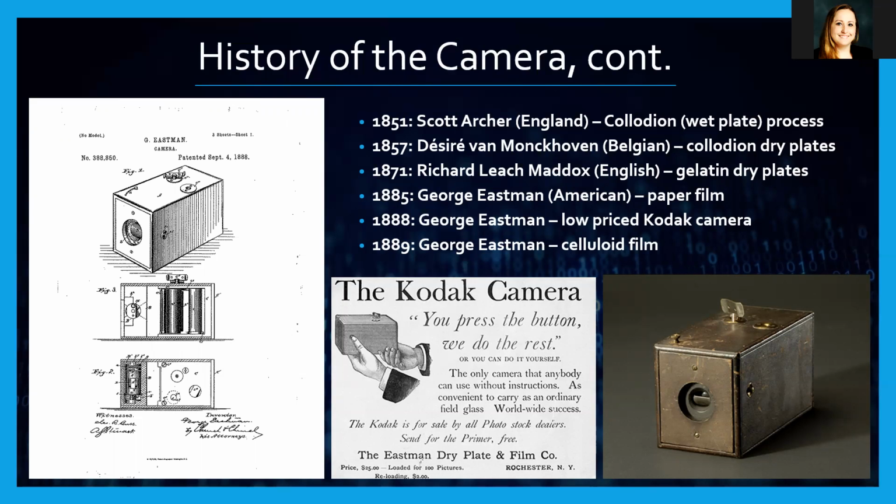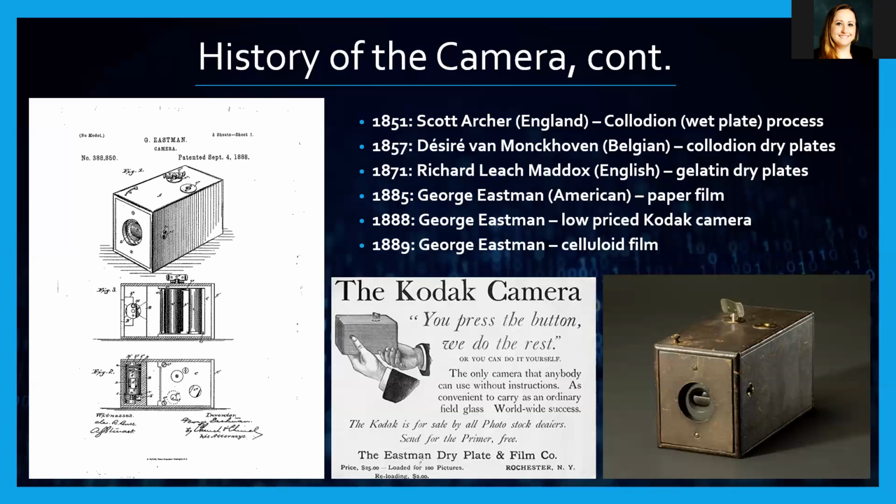In 1857, dry plates created by Desiree von Montcalvan allowed for photos to be processed later, eliminating the need for a darkroom, but it took more time. In 1871, Richard Leake Maddock created the dry gelatin plate, which was fast like wet plates and allowed for snapshots due to its increased sensitivity.